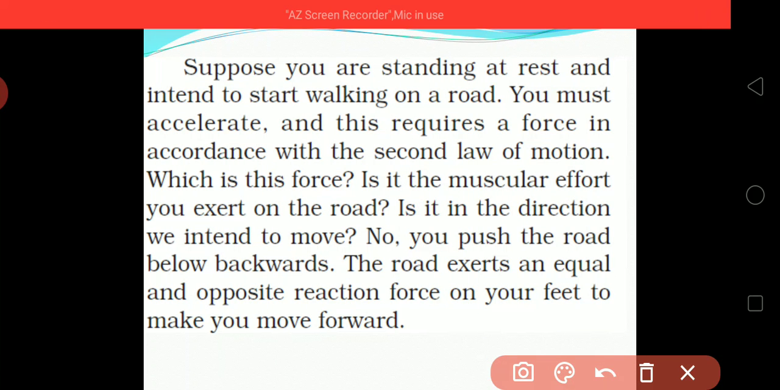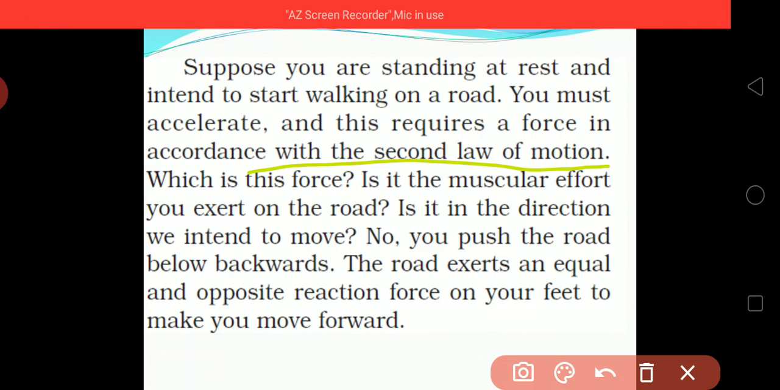Suppose you are standing at rest and intend to start walking on the road. You must accelerate, and this requires a force in accordance with the second law of motion. If we were first standing and then started walking, some amount of acceleration will be required, which needs a force towards the road. Which is this force?